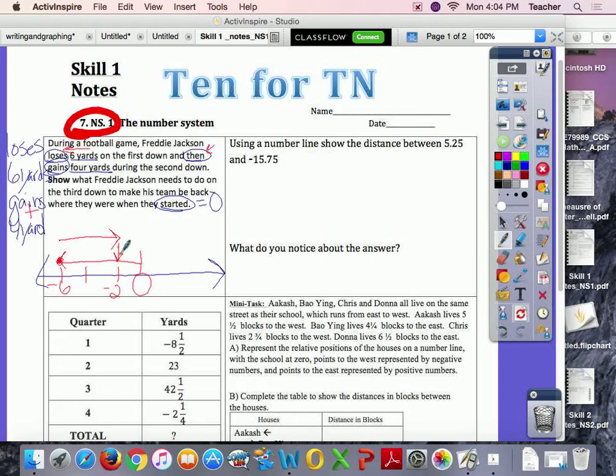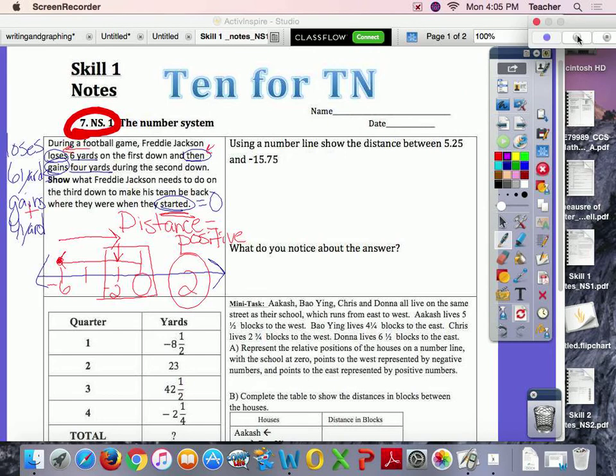So the question says, how much further do they need to go back where they started? So this is distance. Distance is always what? Positive. So we're talking about absolute value. So how many steps is it going to take to get from negative 2 to 0? 2. All right, let's move on.